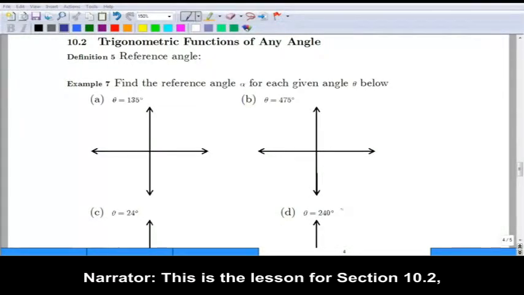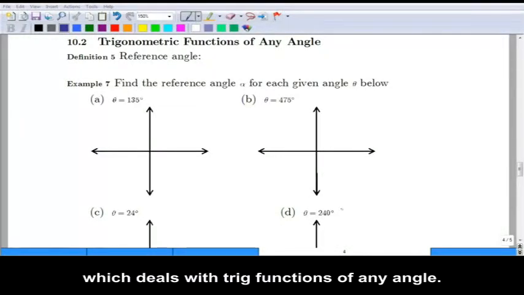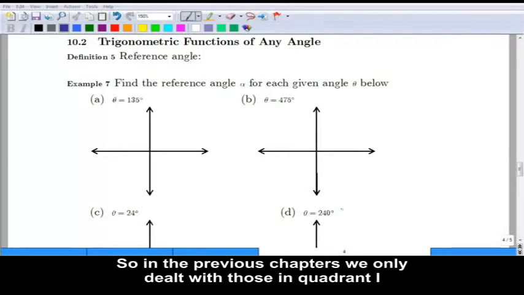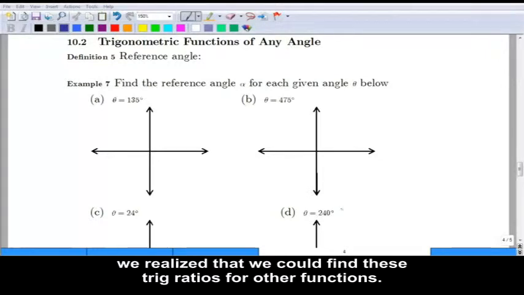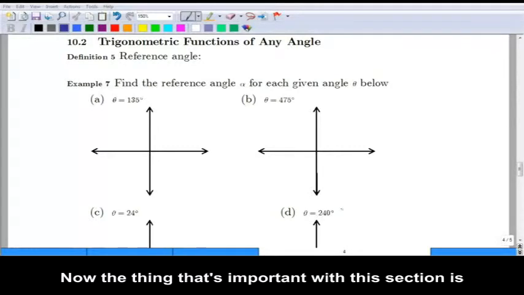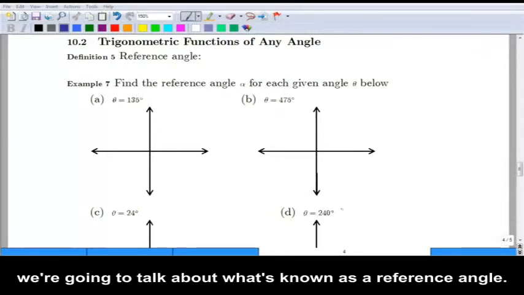This is a lesson for section 10.2, which deals with trig functions of any angle. In the previous chapters, we only dealt with those in quadrant 1, and in the last section, 10.1, we realized that we could find these trig ratios for other functions. Now, the thing that's important with this section is we're going to talk about what's known as a reference angle.